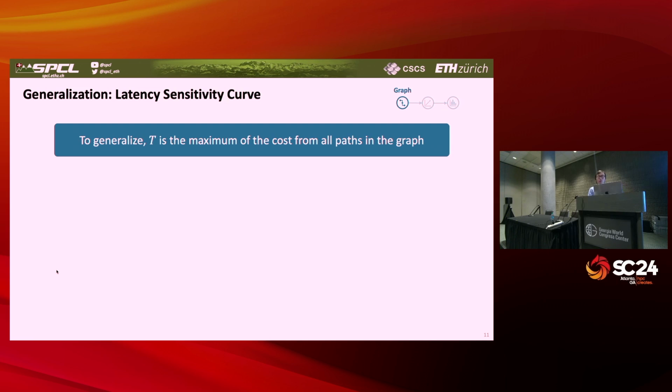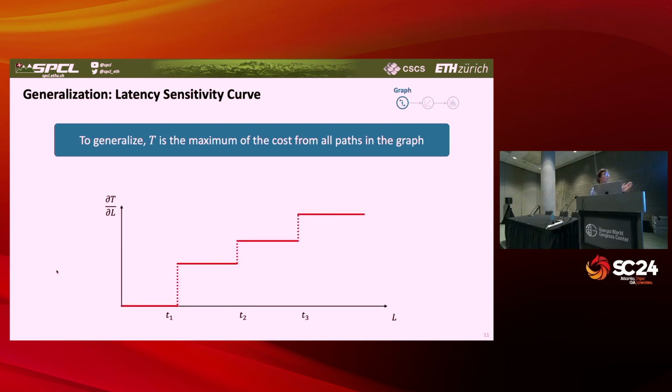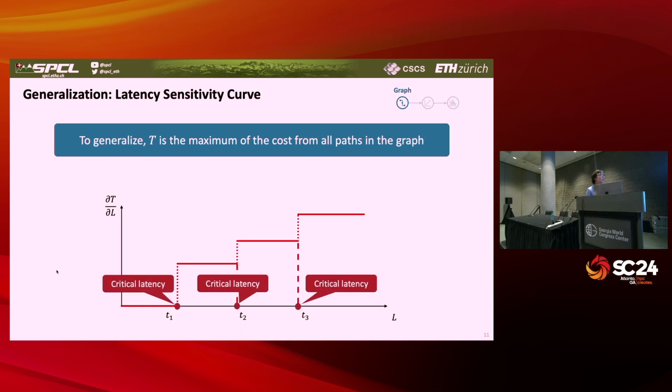And what if we plot it now? So if we do this for any general application, what we're going to discover is that the natural latency sensitivity, plotted against L, can be represented by a step function that's made of a lot of pieces like this. And the points at which the critical path changes are going to be called the critical latencies. And this curve, we call it the latency sensitivity curve.